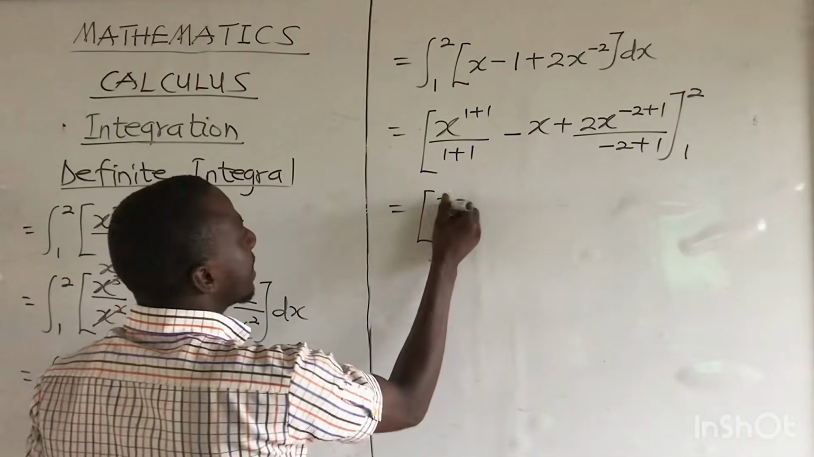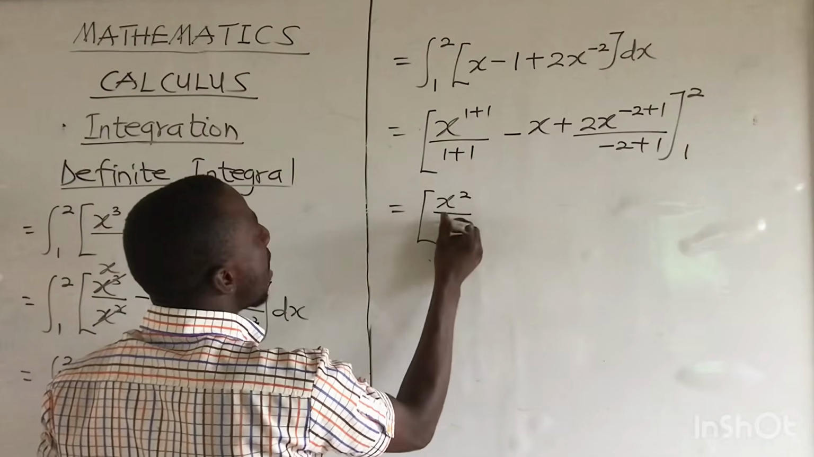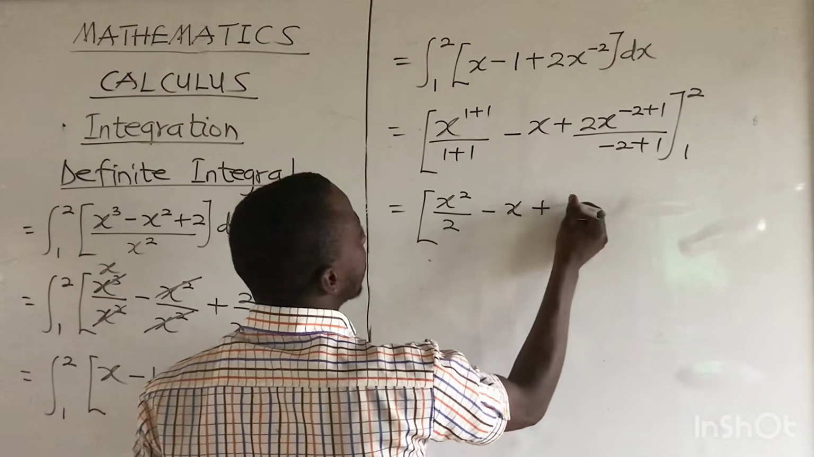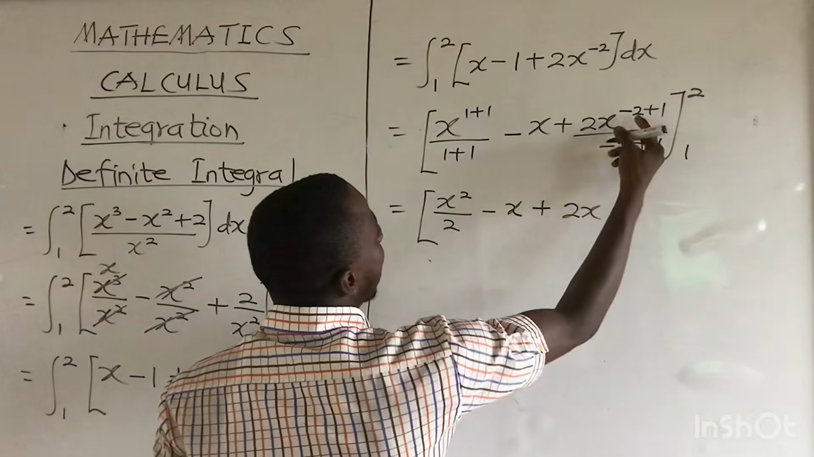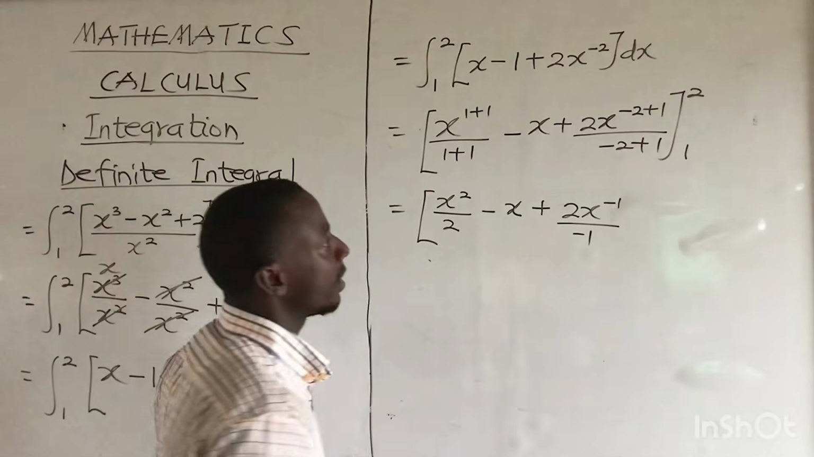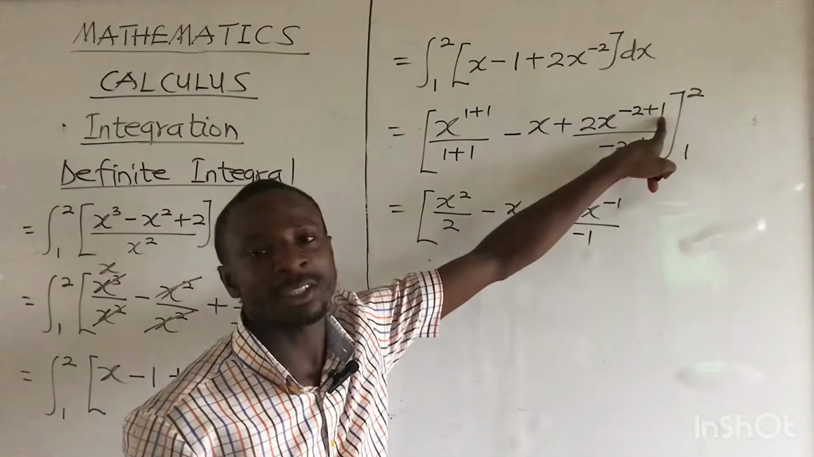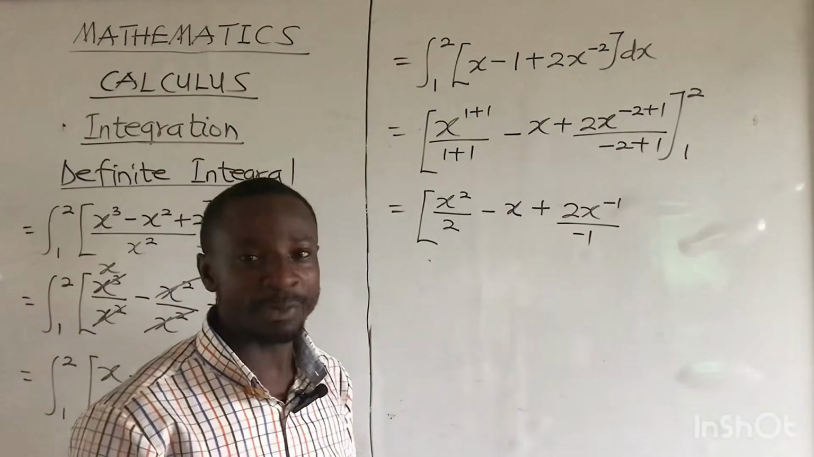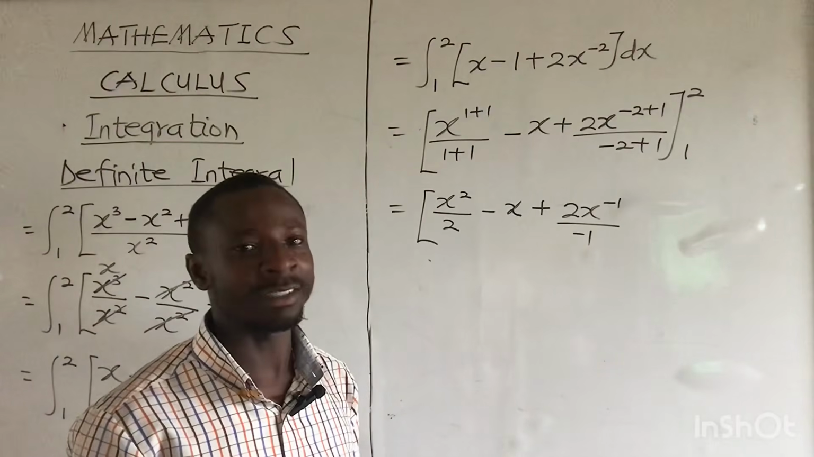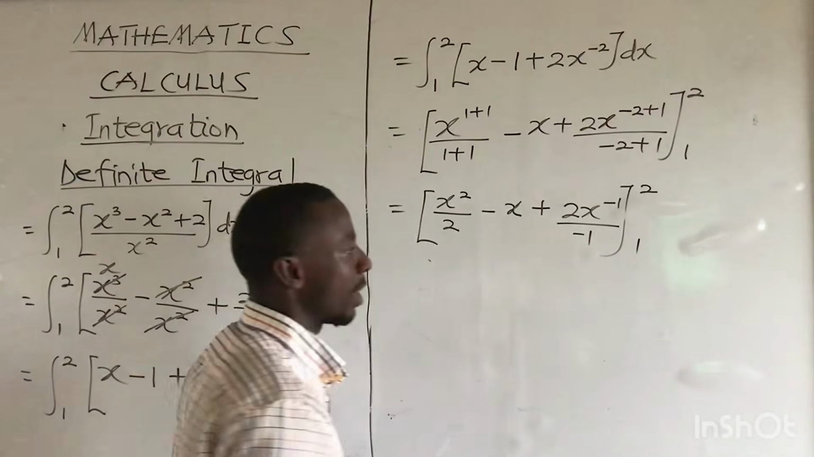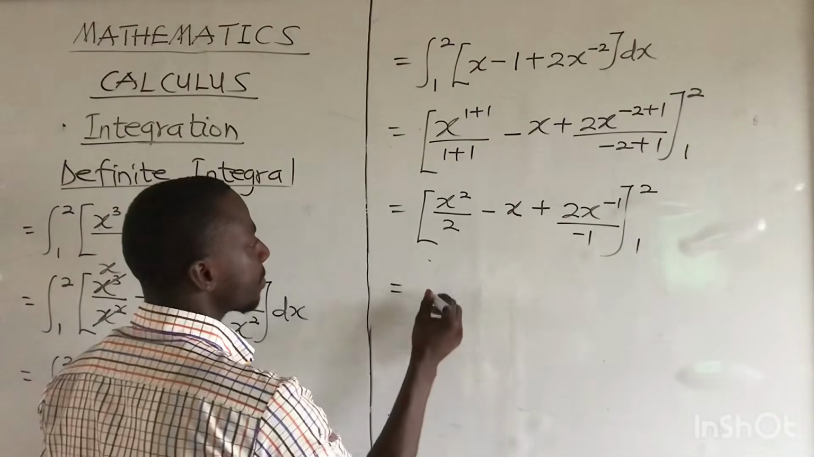From here, we are going to get x squared over 2 minus x plus 2x exponent negative 1 all over negative 1, because minus 2 plus 1 we have negative 1. Then minus 2 plus 1 from the denominator, it is also negative 1. We still have our limit 2 and 1.